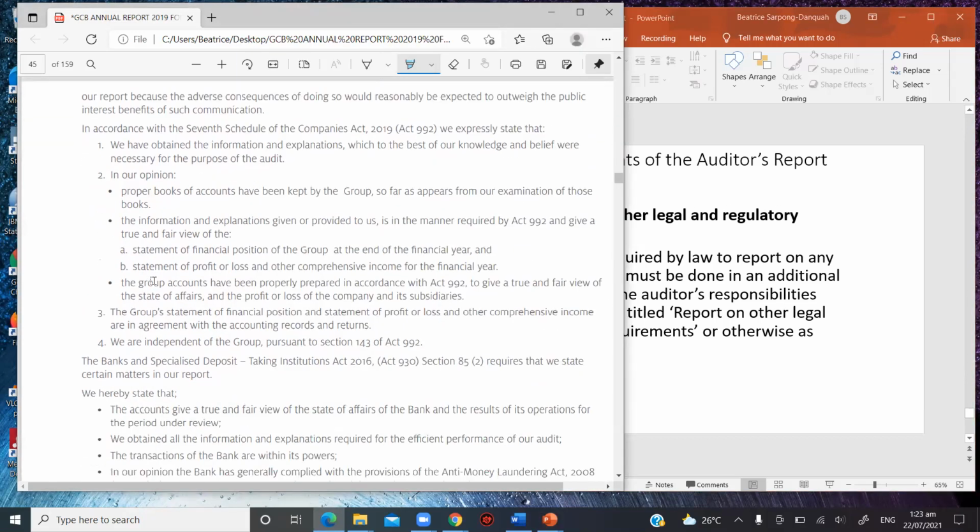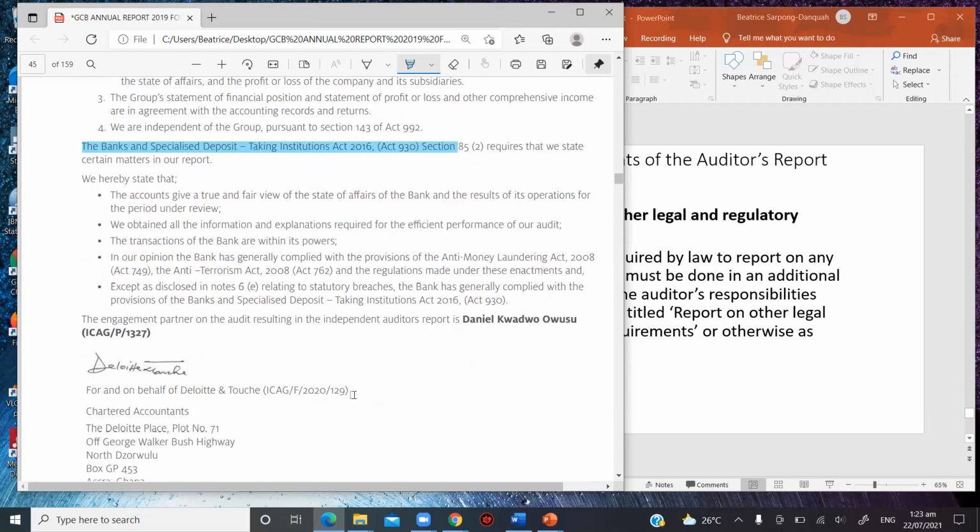So the other legal and regulatory requirements of the auditor, they've indicated all that information directly under the auditor's responsibility paragraph. So here is one in accordance with the Companies Act 1992, and then they also have the Banks and Specialized Deposit-Taking Institutions Act and the specific requirements, specific sections, and they've stated all of that. So that's what the auditor will have to do.